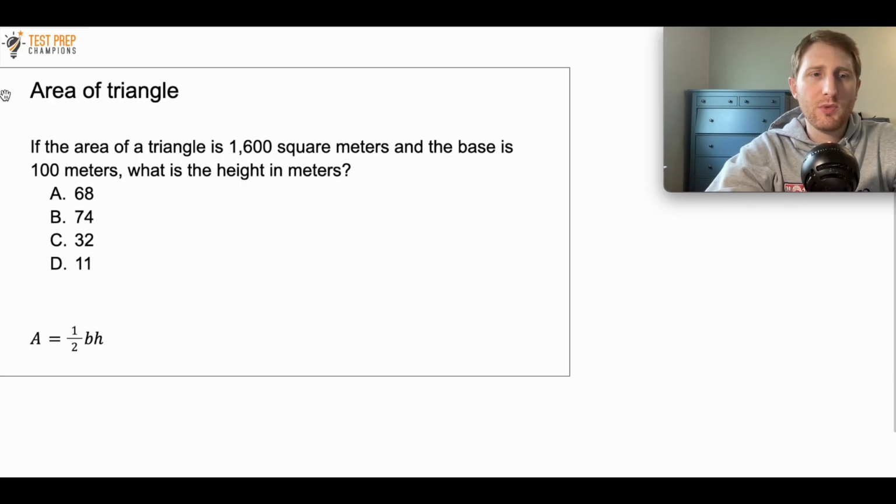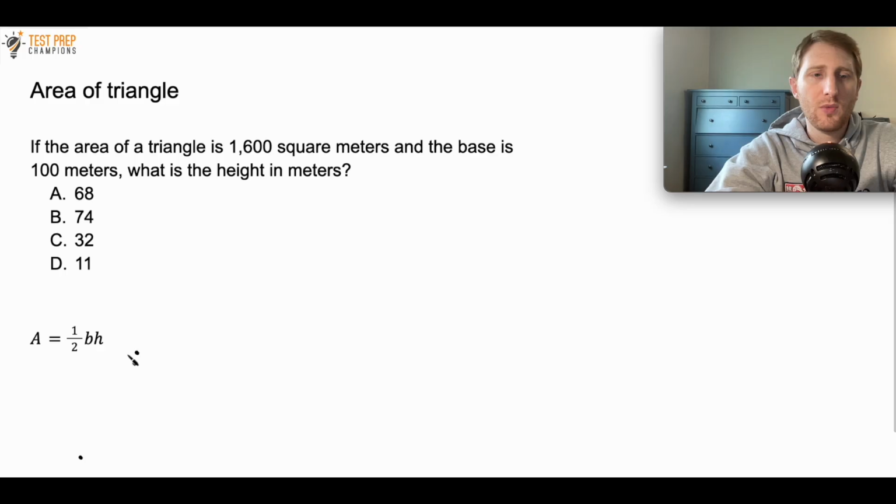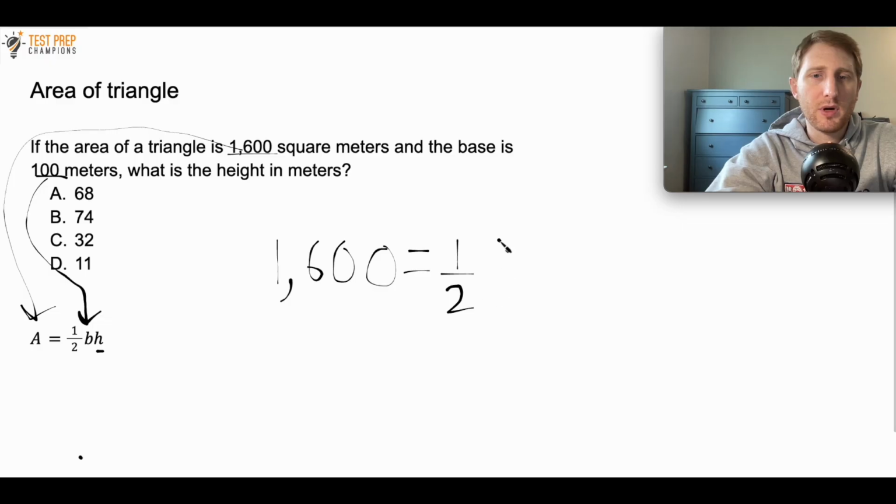Okay, so in this case here, what do we need to find? Well, we need to find the height, which is H. And we know that the area is 1,600, so I'm going to plug that into the formula for A. And we also know that the base is 100, so I'm going to take 100 and plug that into the formula for B. All right, so when I rewrite this, this is what it'll look like. It'll look like 1,600 equals half times 100 times H. So what I'm going to do here is do 100 divided by 2 right off the bat, and I know that that's 50. So I'm going to now rewrite this again as 1,600 equals 50H.